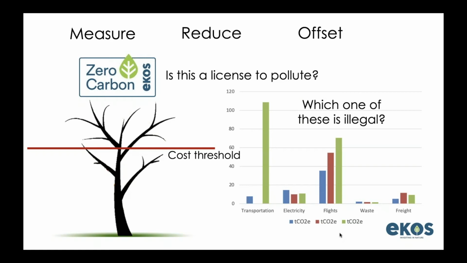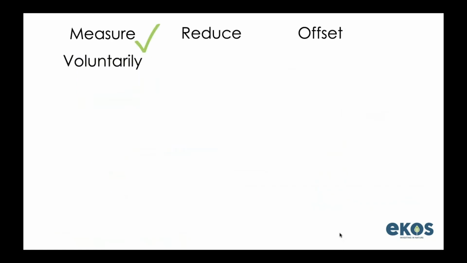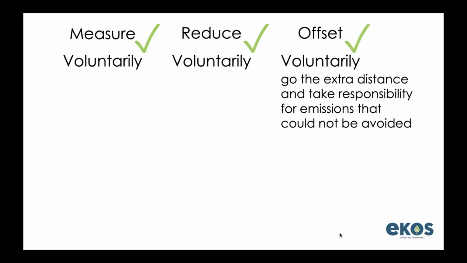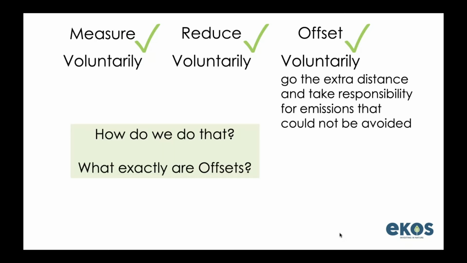So we're talking about businesses that do not have an obligation under any regulatory framework to reduce their emissions or to be zero carbon. This is a voluntary thing. So we've already got those licenses to pollute. And this voluntary undertaking is a good thing. So to voluntarily measure your carbon footprint, that's a good thing. That enables you to voluntarily reduce your emissions in a way which is sensible. And then you can choose to go the extra distance and voluntarily take responsibility for emissions that you couldn't avoid by buying offsets. So it's useful to have this narrative up your sleeve if you're communicating this to other people in your business or other stakeholders that you're communicating with.